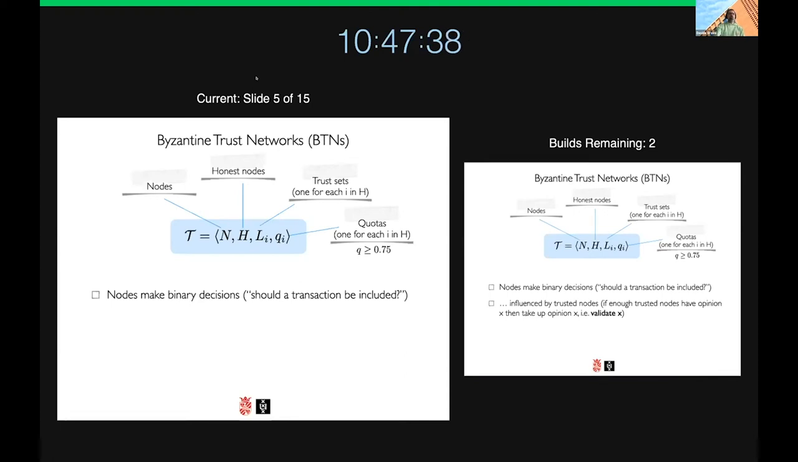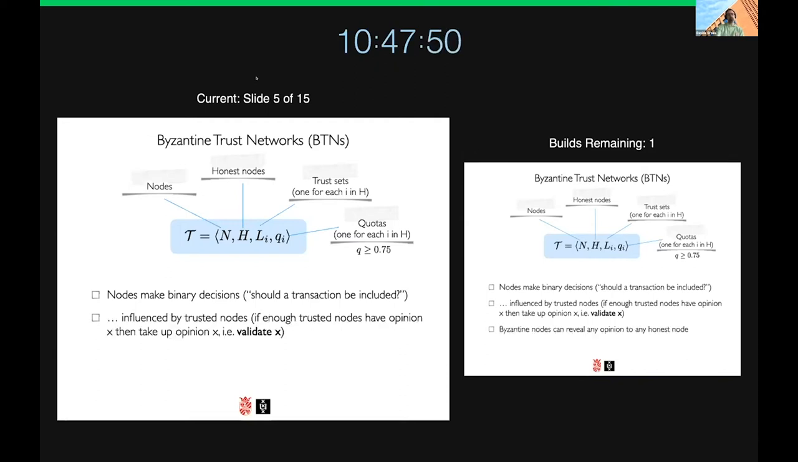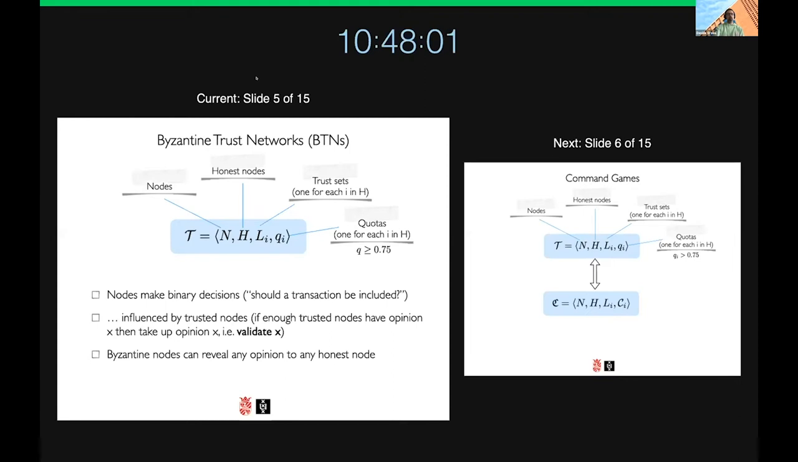Abstractly, you can think of nodes making binary decisions: should a transaction be included or not in the ledger? And they do that under the influence of the nodes they trust. If enough trusted nodes have opinion X, then that opinion X is validated by the node. Of course, Byzantine nodes can reveal any opinion to any honest node. That's how we think of Byzantine nodes here. Honest nodes hold a binary opinion, which is influenced by the nodes they trust, and Byzantine nodes can reveal any opinion to any node who listens to them.